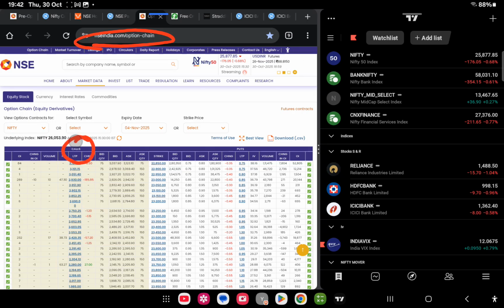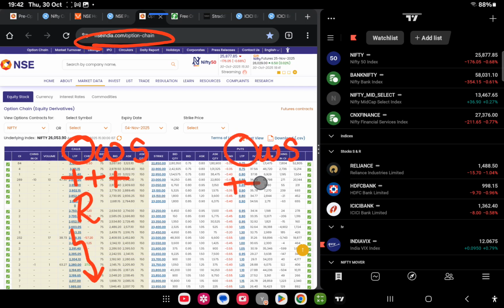So first are call writers or sellers. If these positions have been added, they act as resistance and price will go down. If put writers or sellers have been added up in the market, they act as support and prices will go up. If equally built up, then price will remain in the range.